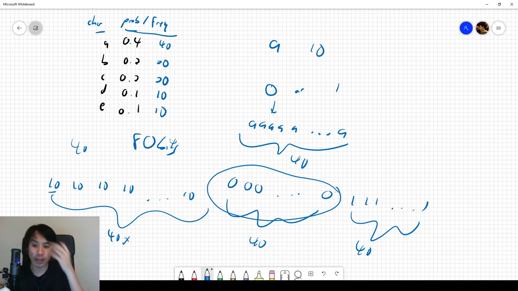Because when we compress, we want it to be as space efficient as possible. So we want the highest probability or highest frequency to be as short as possible. We want the lower probability, the less occurring one, to be as long as possible.